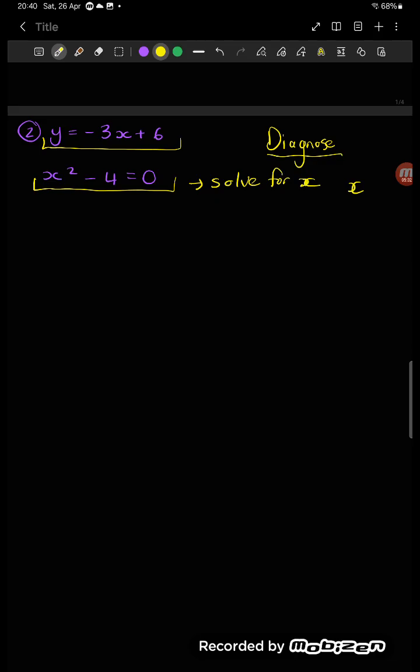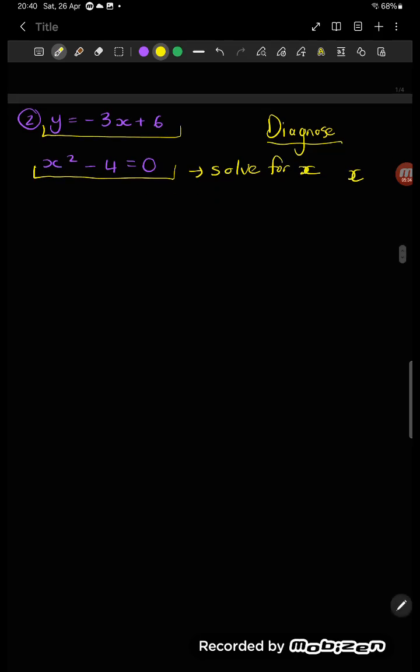Let's solve for x over here. So I'm going to call this number 2. I'm going to say number 2 is going to be, and this is very easy, x squared is equal to 4.